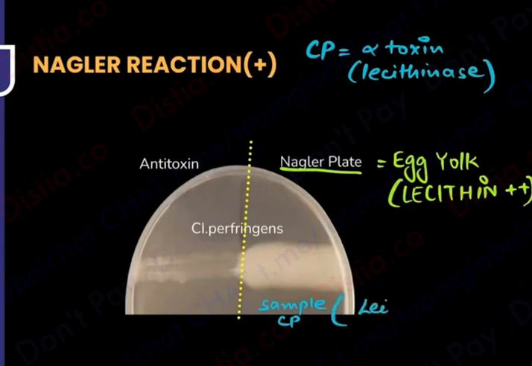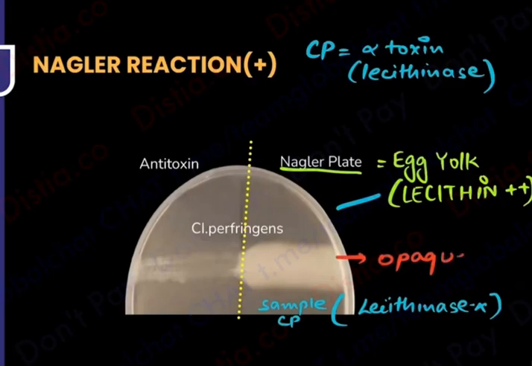Because the alpha toxin has lecithinase property, and egg yolk has lecithin, breakage will happen. It will go and start breaking the lecithin. That is why what you will get is an opaque area. So an opaque area means the toxin, the alpha toxin, is there.